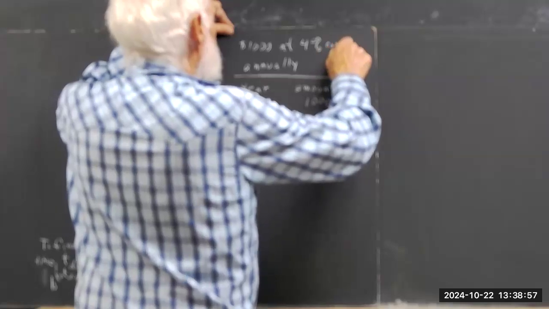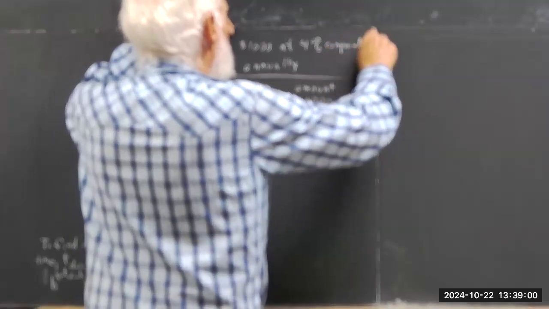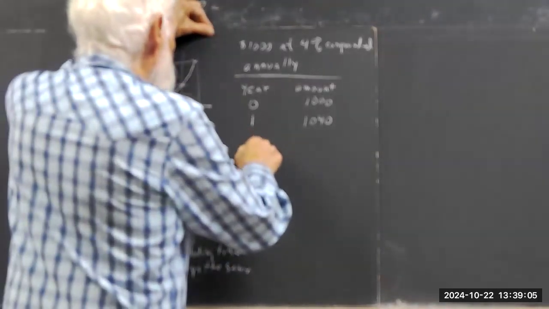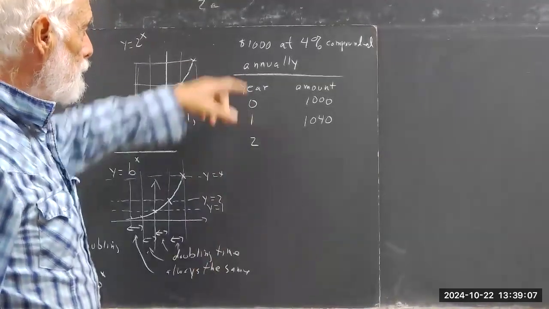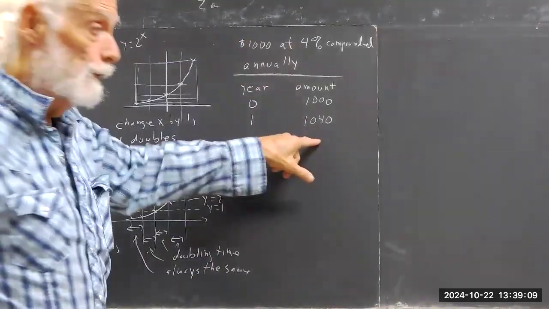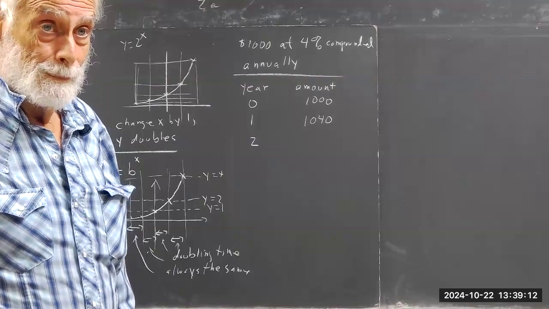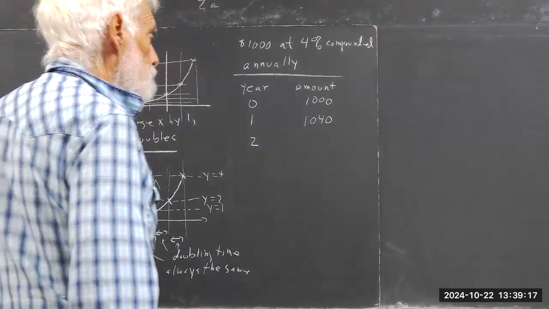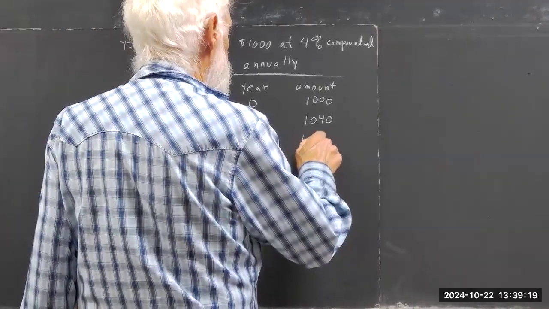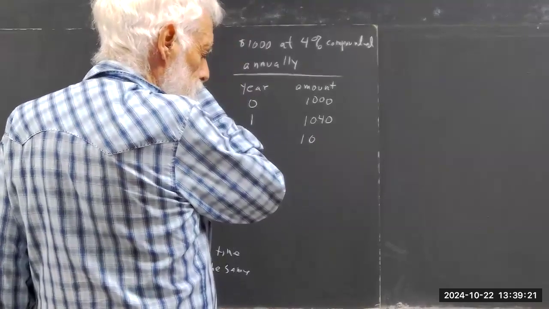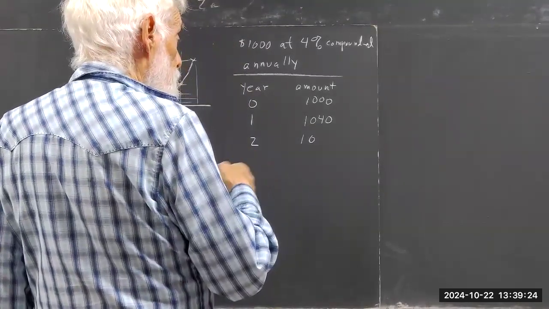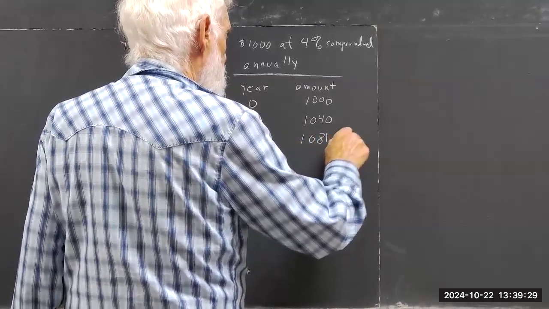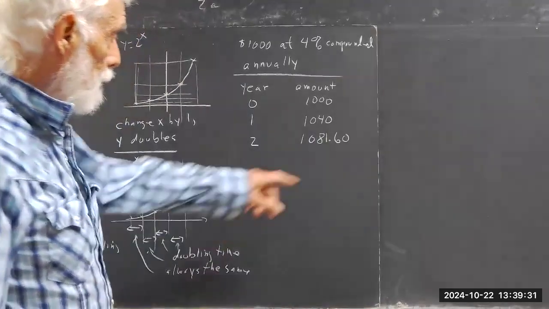Now, the other thing I'll say is compounded annually. That means in year 2, you can add 4% to the 1,040. And that's going to give you $40 plus $1.60, $1,081.60.